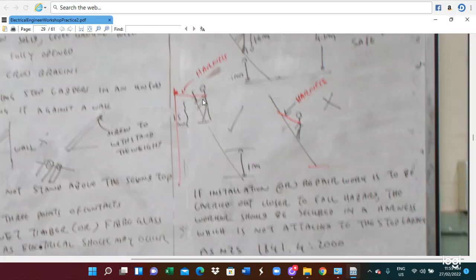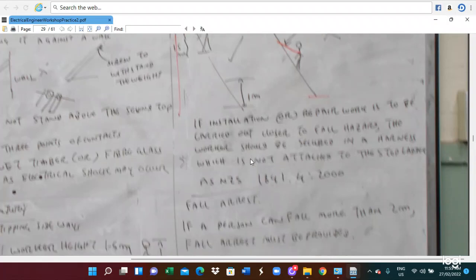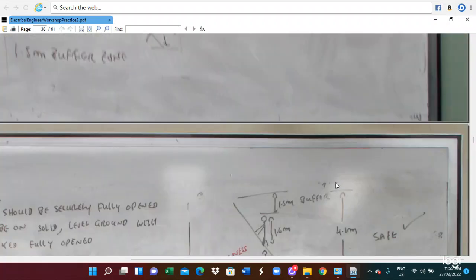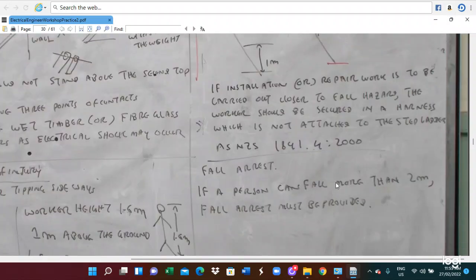The harness wire secures the worker and is attached to another permanent pole or permanent column. We attach the harness wire to the permanent structure, and the harness wire is attached to the worker, where installation or repair work is to be carried out. In this case, appropriate fall protection equipment must be provided. The fall arrest must be provided according to AS/NZS 1891.4.